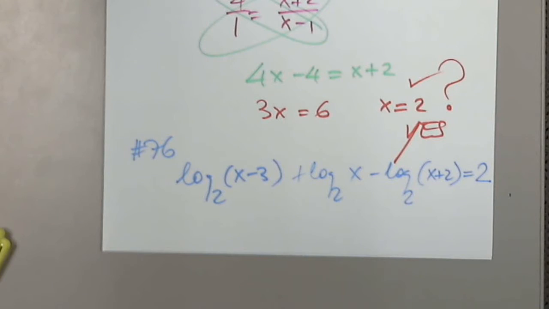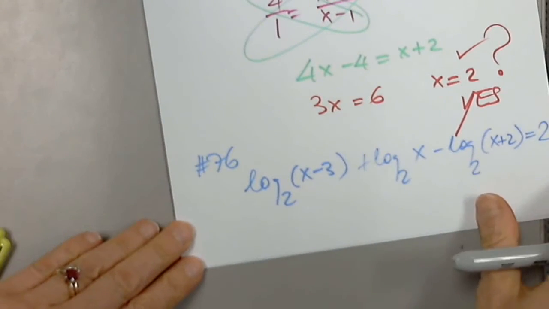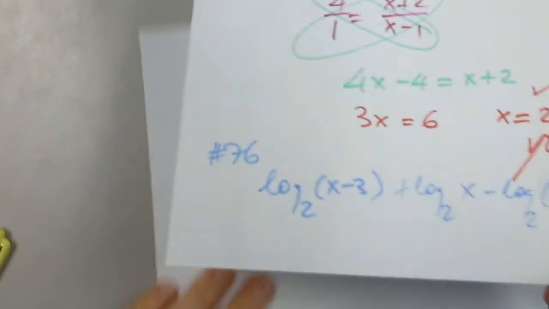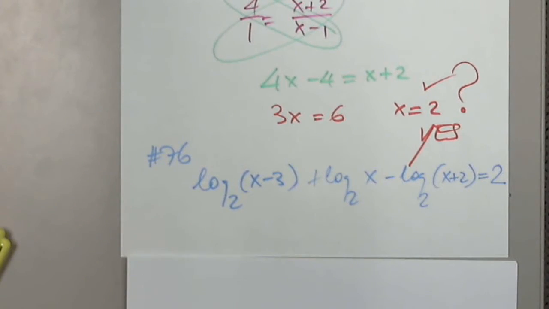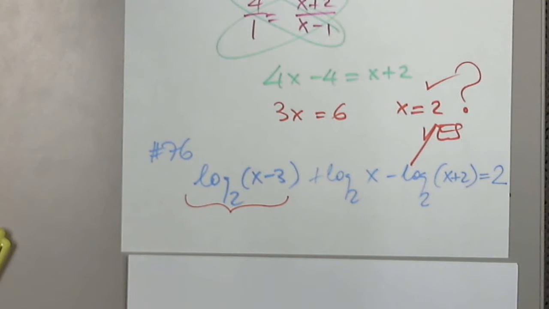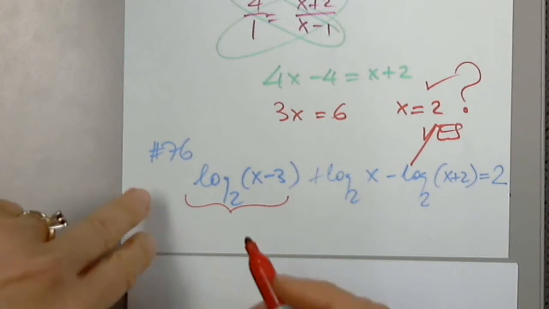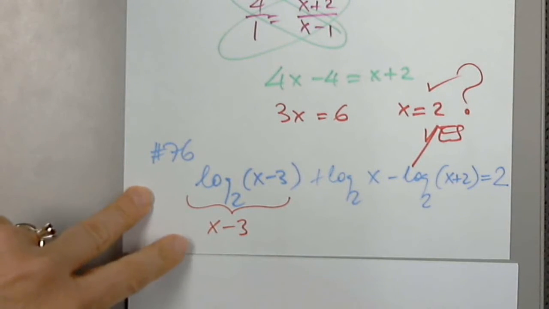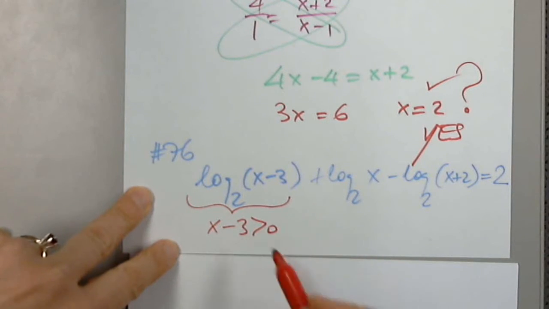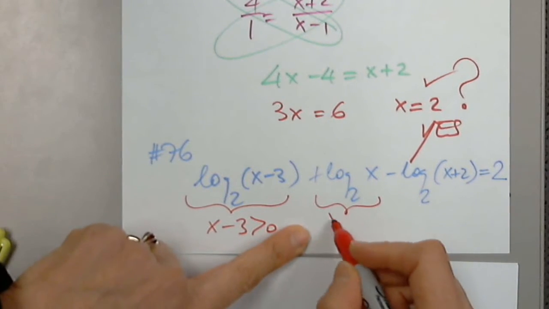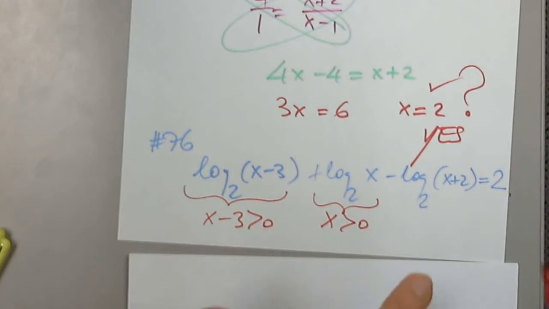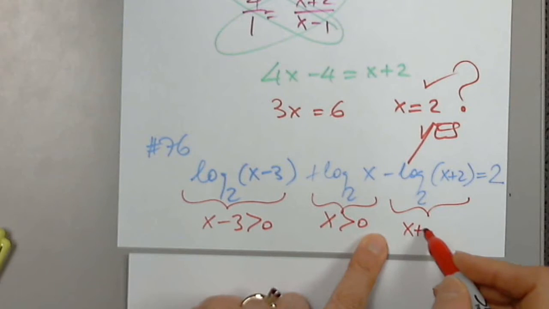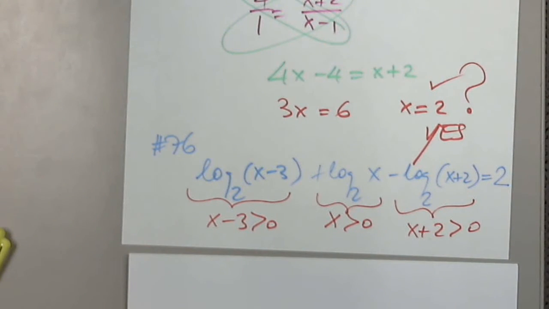Okay, so my first question is, what is it? Log equation. It's a log equation for sure. Good, so let's identify the domain for each piece. What do I have to write in order to find the domain? x minus 3 greater than 0. x minus 3 must be greater than 0. Very good. For this one, x must be greater than 0. Awesome. And for this one? x plus 2 greater than 0. Very good. So these are the three conditions, one for each log. Otherwise, log will not exist.